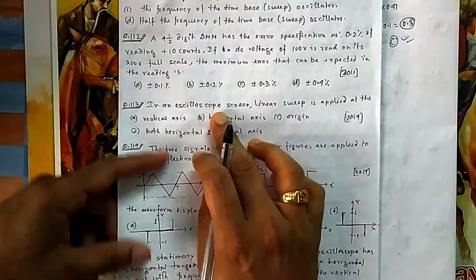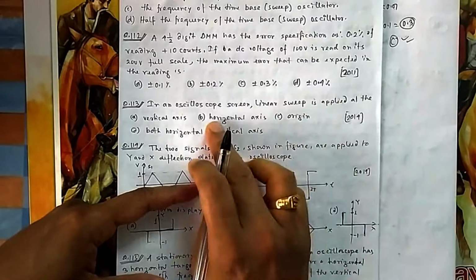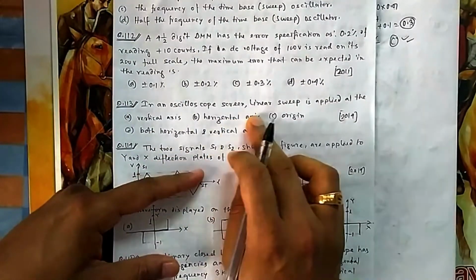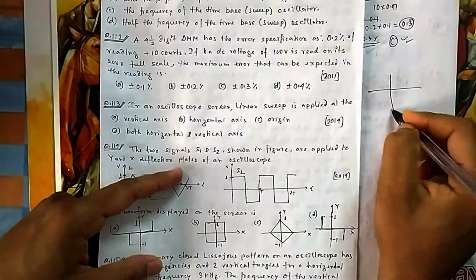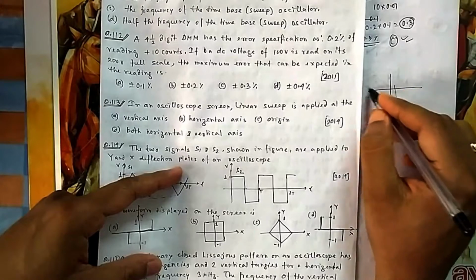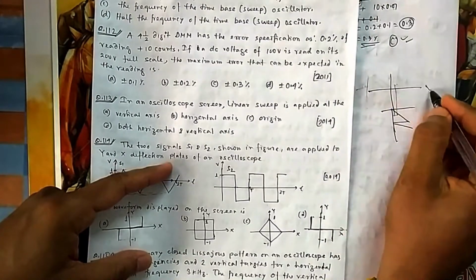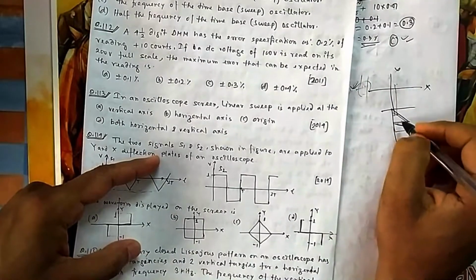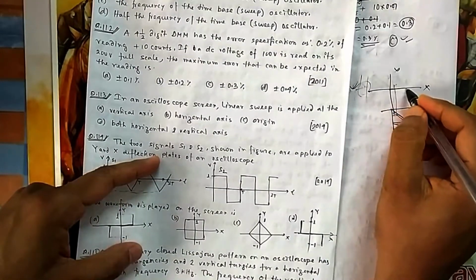Now if you come to 113, in an oscilloscope, the linear sweep is always applied on the horizontal axis. So accordingly, if you increase this one, you see what is there. This is your x, and the unknown signal is given here. This is always the horizontal sweep. So from here you will always keep on increasing x.